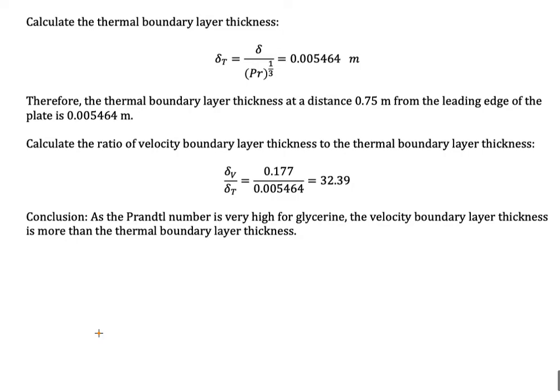If we need to calculate the thermal boundary layer thickness, we could use this equation because it is in the laminar condition. So we could get it is equal to 0.005464 meter. Then calculate the ratio of velocity boundary layer thickness to the thermal boundary layer thickness. We could calculate it as 32.39. As the conclusion, as the Prandtl number is very high, the velocity boundary layer thickness is more than the thermal boundary layer thickness.